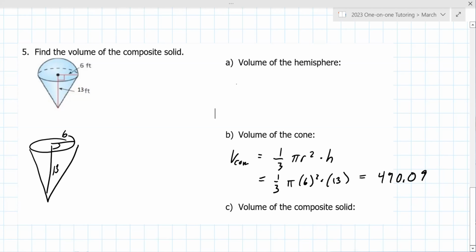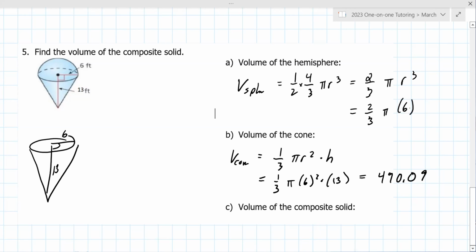The hemisphere is a sphere, but it's cut in half. So it's 4/3 pi r cubed, but you're cutting it in half. So it ends up being 2/3 pi r cubed, 2/3 pi 6 cubed. And then you add those two together. So go ahead and give me your intermediate result for the volume of the hemisphere.